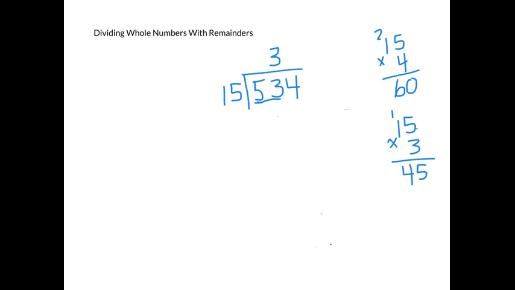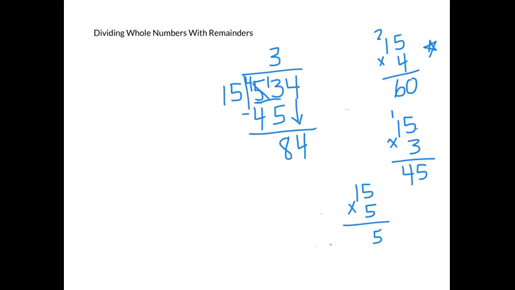You need to write that 3 directly above the other 3. Then we multiply. 3 times 15 is 45. Go ahead and subtract. We get 8. You're going to bring down the 4. Now we need to see how many times 15 could go into 84. I know already that it has to be more than 4 times, so I'm going to go ahead and try 5 times. Okay, that would be 25, 75. Okay, so 15 can go into 84 5 times.